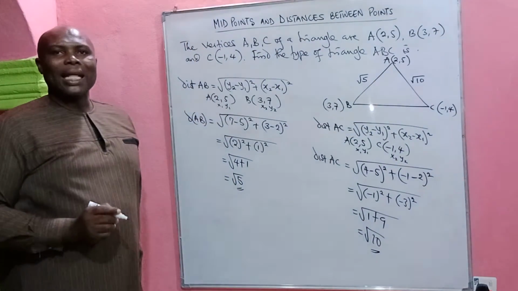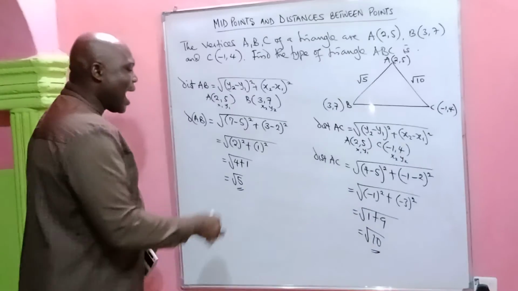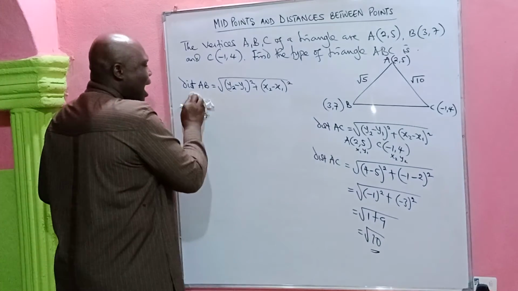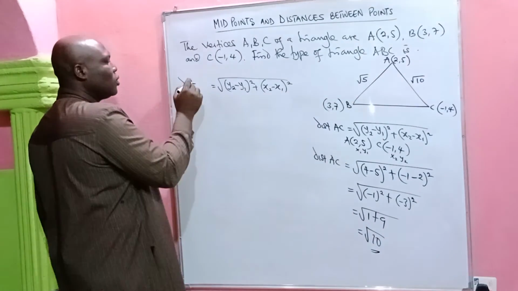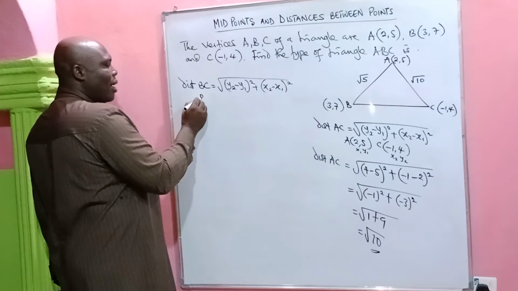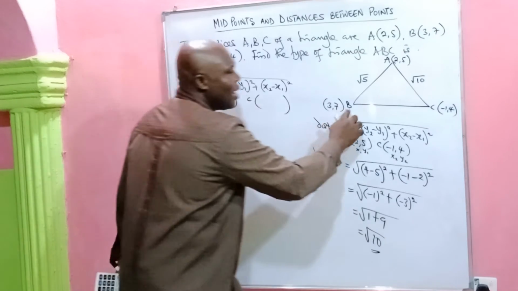We are done with that side. So we still need to calculate this one, the distance BC, as the last one. The moment we find the distance BC as the last one, it will be easy for us to know what type of triangle it is. So distance BC. We are bringing out our B and our C because we want to find BC.